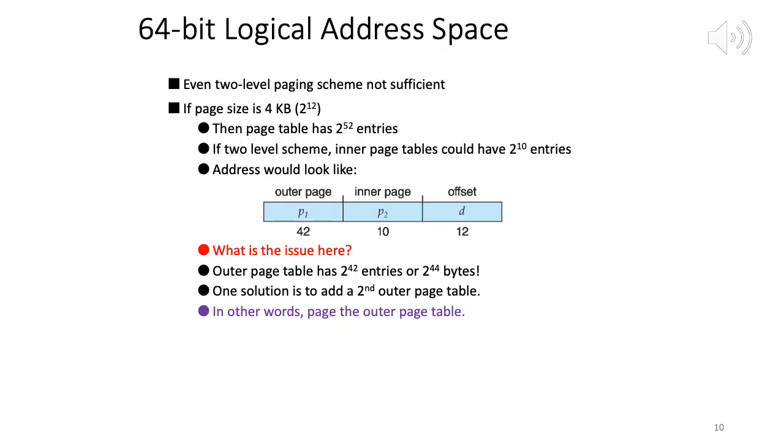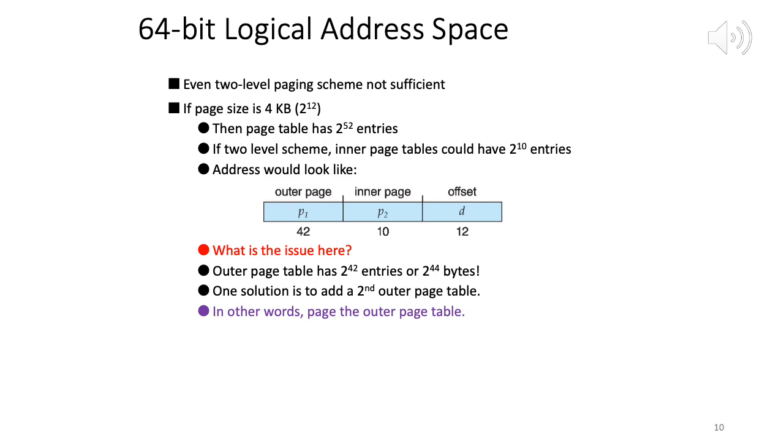Okay, so now I am on slide number 10, and here what we are discussing is that sometimes even a 2-level paging may not be good enough, may not be sufficient. So we consider a 64-bit logical address space. Now we have observed that 64-bit addresses are quite common. So using 64 bits, you can access 2 raised to 64 bytes, which will be quite huge.